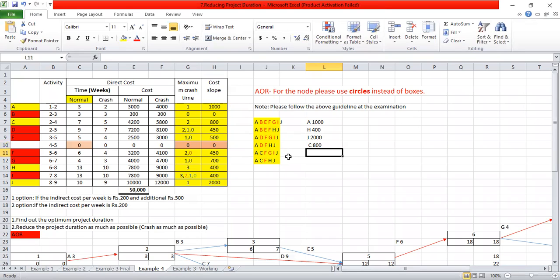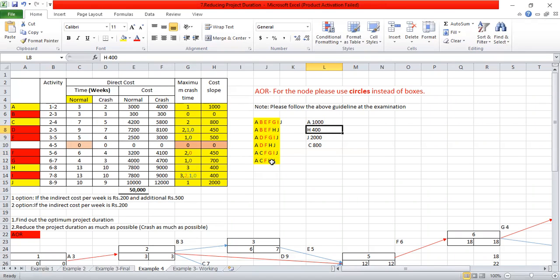What is the activity you are now going to crash? A is common for all these paths. It is 1000. H is not common for all these paths. H is only there for 3 paths. So that means H cannot be taken.